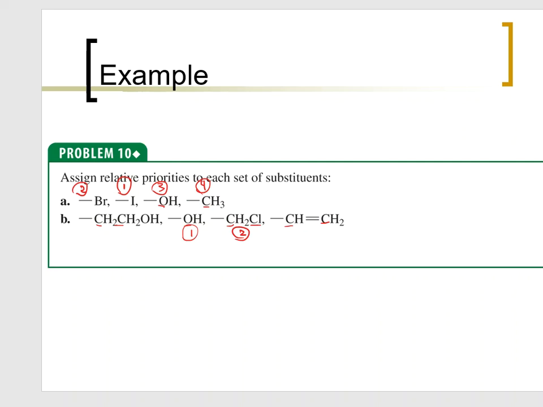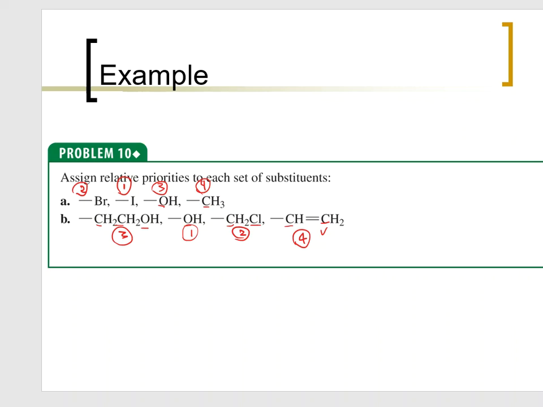Then I need to go to the next atom. The next atom here is going to be the oxygen, and the next atom here, that's a double bond, so that's going to be understood to be another carbon. So I'm going to double up on it. Now I'm comparing the oxygen to the carbon. The oxygen has a higher number than that carbon does, so this is going to be ranked as number 3, and that means this is going to be ranked as number 4. So that's how we answer those types of questions. That's how we determine which one has a higher priority than the next.